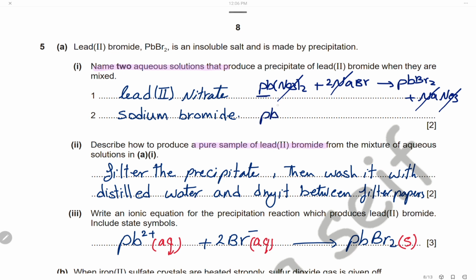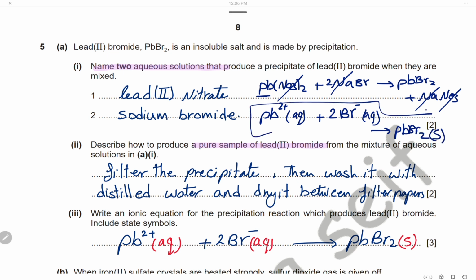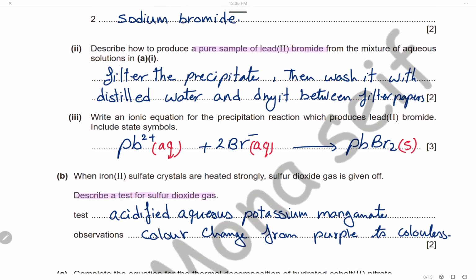Lead ions here are aqueous ions, which react with 2 bromide ions, which are also aqueous, to form the insoluble salt lead bromide. So we will write here solid. This is the ionic equation for the precipitation reaction. It is written here: lead ions, which are aqueous, with 2 bromide ions, which are also aqueous, to form the precipitated lead bromide, and we will write S for the insoluble salt lead bromide.